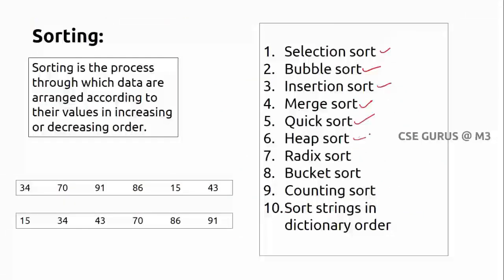So we have completed heap sort now. Till now we have seen 6 sorting techniques, which are all based on comparisons. Next we'll see sorting techniques which are not based on comparisons, these 3 things, and not only that, strings also we'll see in the next video lectures.